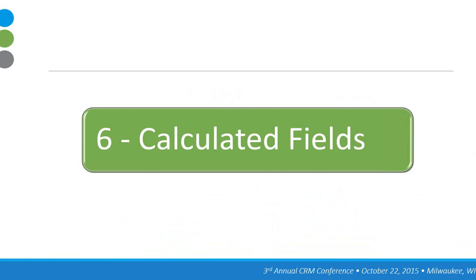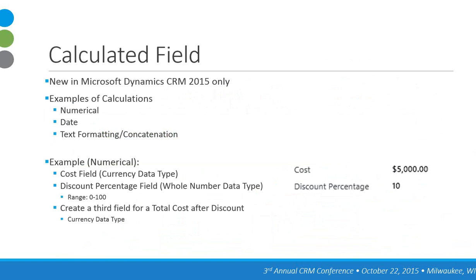Next thing we'll want to talk about here is calculated fields. Now, calculated fields are a great new feature, and they're brand new in Microsoft Dynamics CRM 2015 only. They can do a number of different calculations, numerical calculations, date calculations, and even different types of text formatting and concatenation. The example we'll use is a fairly simple numerical one here today, where we'll create a cost field that is a currency data type.